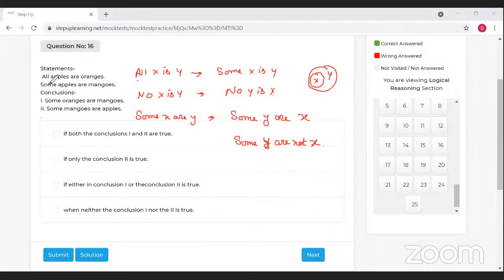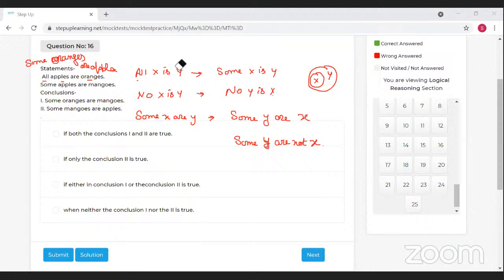So whenever it's given that all apples are oranges, one conclusion that could be correct is that some oranges are apples. So this one would be right. Had it been given some oranges are apples, it would have been correct. Are you getting my point? Did you get it? One minute, we'll come to this.